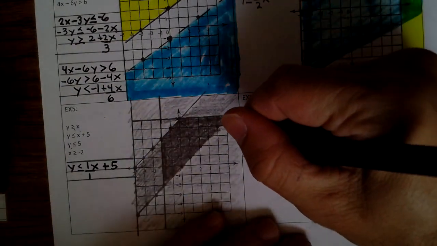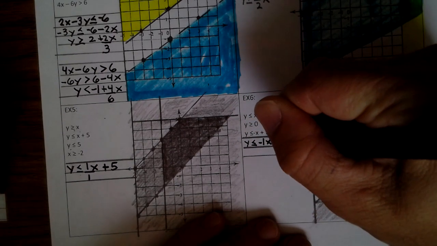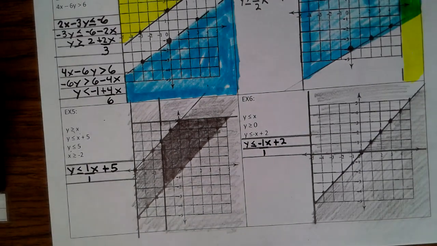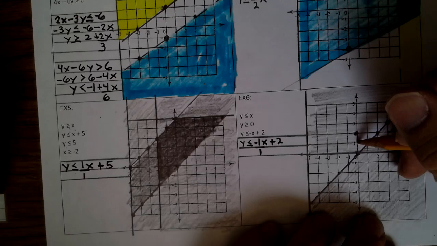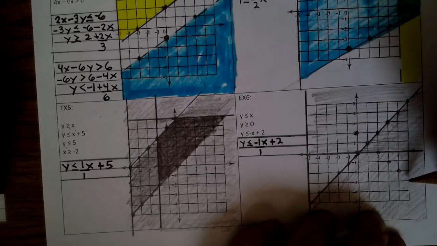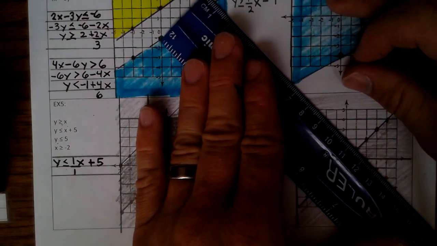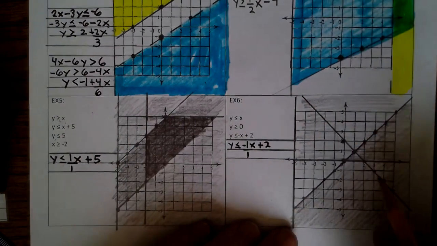Now, y is less than or equal to negative 1x plus 2, but remember that's divided by 1. Okay. So we start at 2. And we go down 1 to the right 1, down 1 to the right 1, and so on. It's a solid line, and it's less than, so we shade.